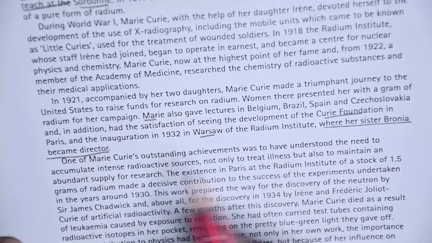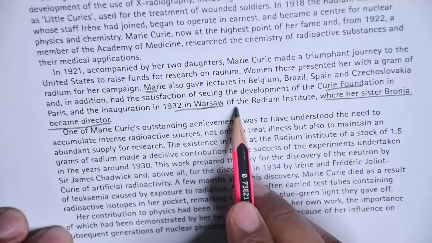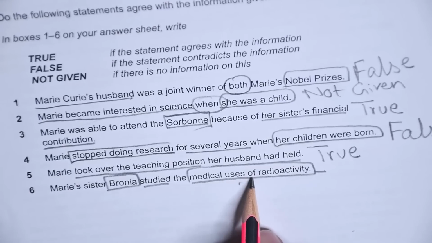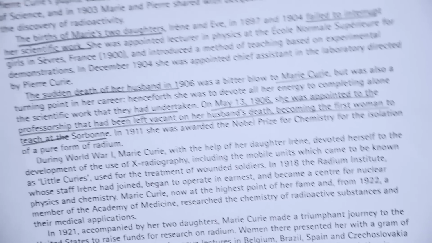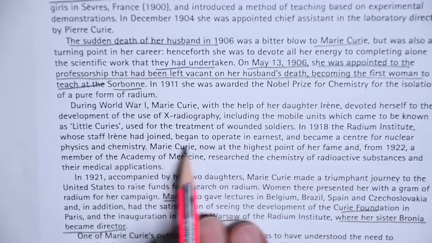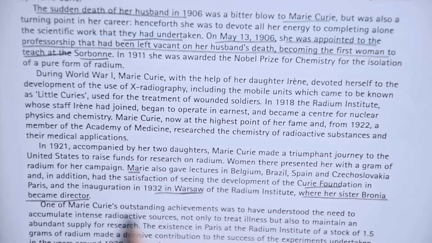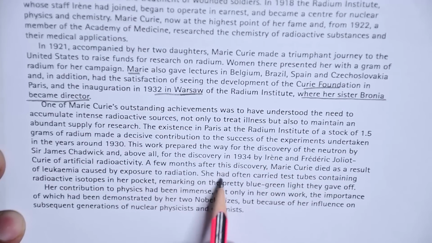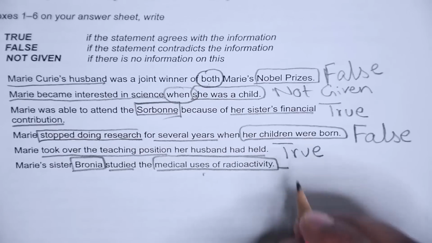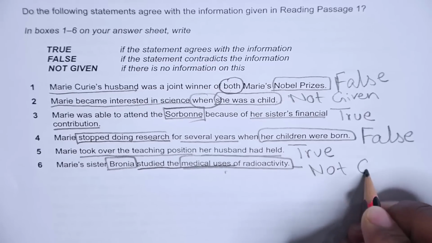Alright, but what did she study? Now they're talking about her achievements. There is no mention. In Paris and the inauguration in 1932 in Warsaw of the Radium Institute, where her sister Bronia became director. What is it? Mary's sister Bronia studied the medical uses of radioactivity. There is no mention. They talked about her before, but again there is no mention, and the answers are in sequence. I don't see Bronia anywhere else. Let's just take a quick look. Okay, here is Marie only, and her daughters. Let me just take a look here. No. Alright, it's only Marie Curie. Okay, there isn't anything. No, this is not given. So question number 6, they did not tell us anything about what Bronia studied. So this is not given.